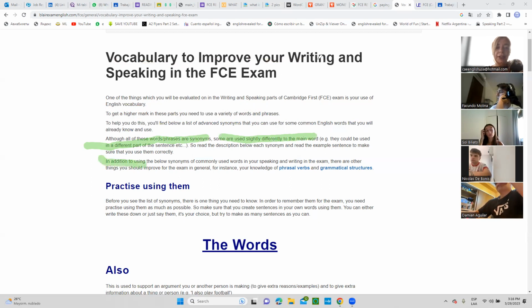In addition to using the synonyms below of commonly used words in your speaking and writing for the exam, there are other things you should improve for the exam in general. For instance, your knowledge of phrasal verbs and grammatical structures. Of course. Right now, we are going to deal with the writing, especially with the essay. Then, in future classes, we will take a look at grammar.